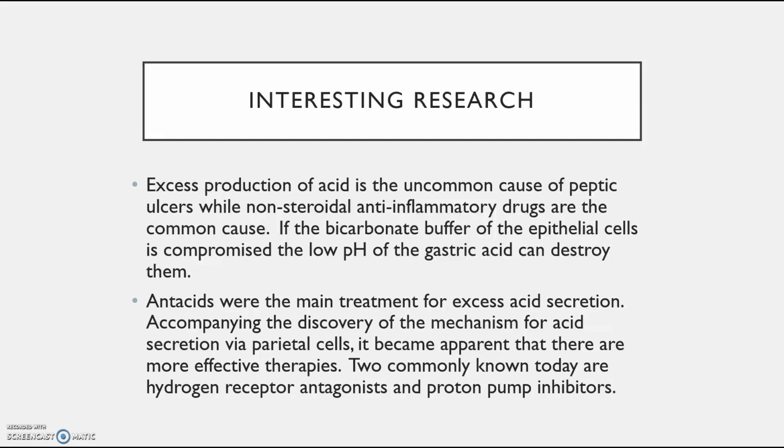Initially, antacids were the main treatment for this excess acid secretion, but upon the discovery of the mechanism for acid secretion through the parietal cells, it became obvious that two better therapies were possible: histamine receptor antagonists and proton pump inhibitors. And these are the main targets of treatments used today.